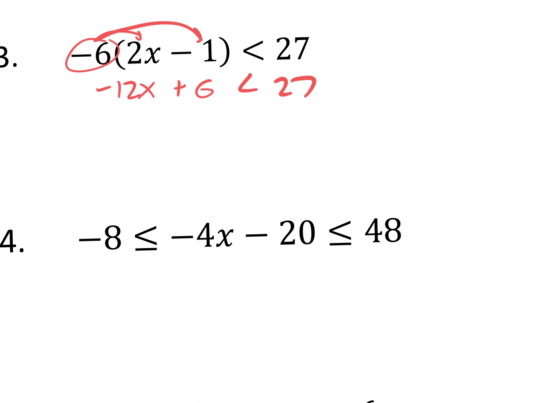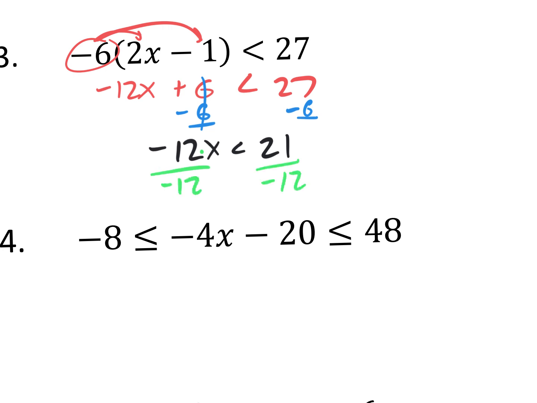So you wanna get x by itself on the left side. You're gonna subtract 6. You're gonna end up with a -12x is less than 21. Now that really says -12 times x. So you don't want that multiplication of a -12. So you're gonna divide by -12 and divide by -12, okay?